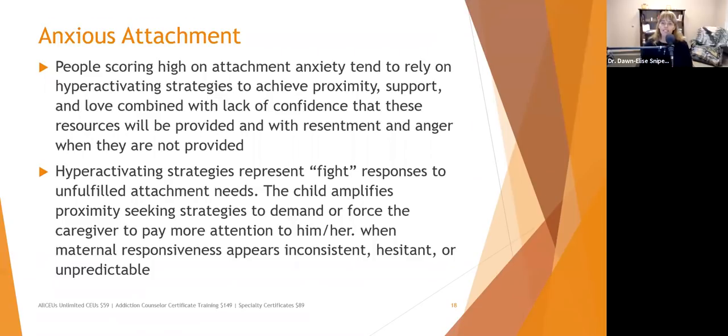When maternal responsiveness appears inconsistent, hesitant, or unpredictable, children will often activate these hyperactivating strategies. This can also be the child who sort of melts down. They're not getting whatever their needs met are because they're feeling overwhelmed. They don't know how to articulate it, so they start to melt down. That is a hyperactivating strategy to get the caregiver to pay attention and help the little person get the reins on what's going on.